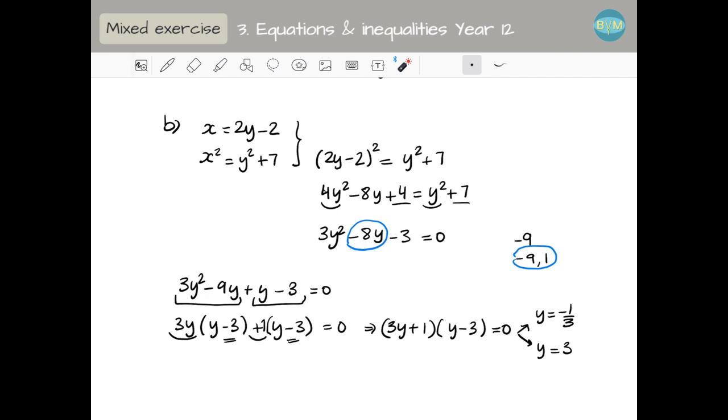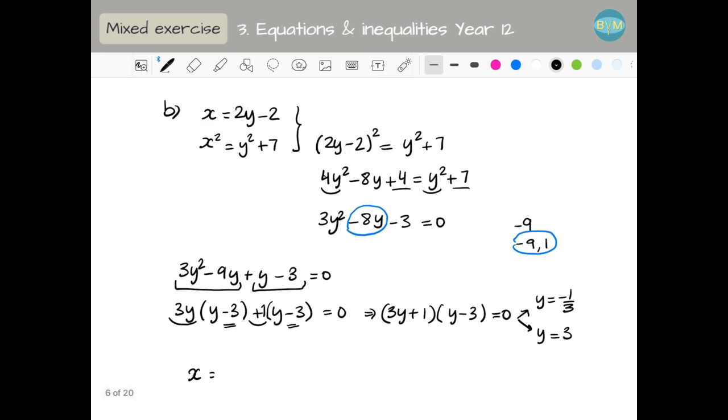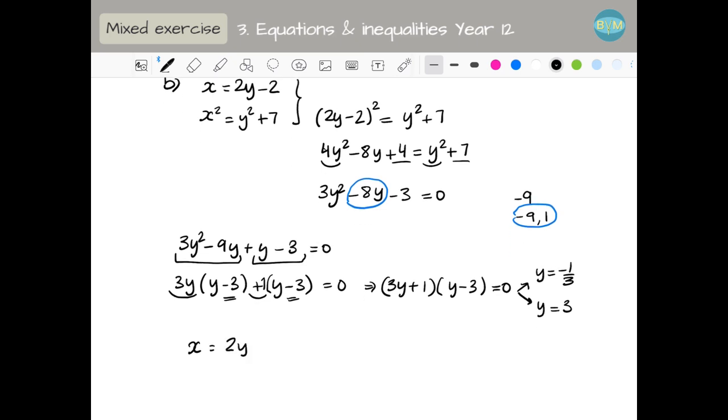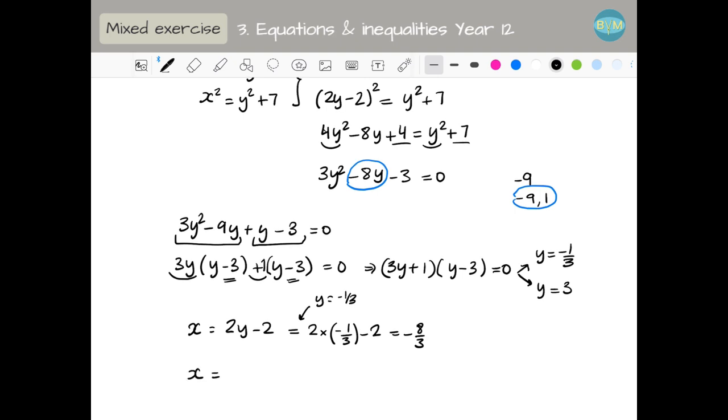I found y, but now I have to find x. So x, when y is minus 1/3, is 2y minus 2. So for the first solution, I have 2 times minus 1/3 minus 2, and this is minus 8/3. And this one, x, is 2 times y minus 2, and this one is the other solution. When y is 3, I have 2 times 3 minus 2, which is 4.